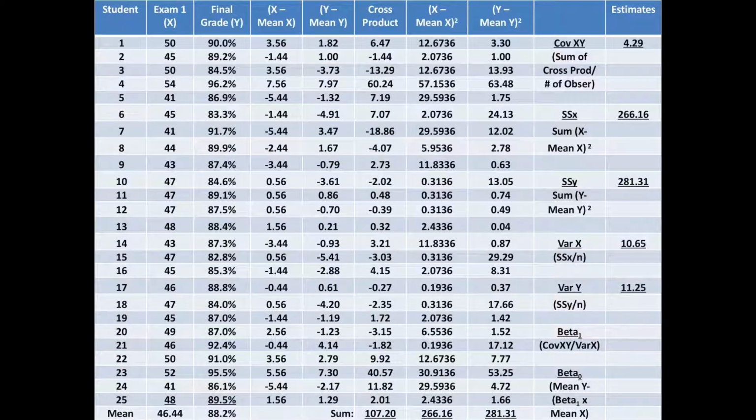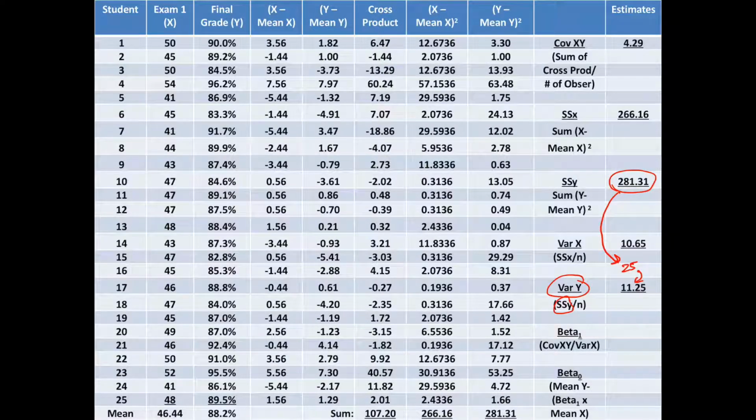We're going to do the same thing again for the variance in y. We take the sum of squares y, which is that, divided by 25, and that will give us 11.25. Back here, this one, the variance in x, should have been the sum of squares x, not the sum of squares y. So 266.16 divided by 25 is going to give us 11.09. My apologies. Okay, and now we're just about ready to calculate out our beta-1 or our slope.